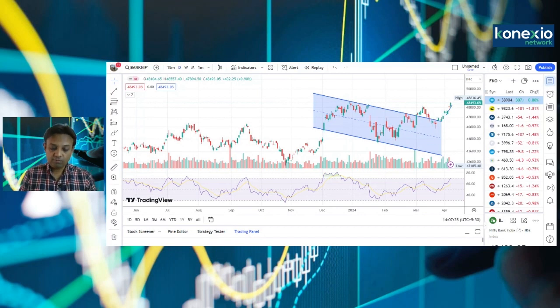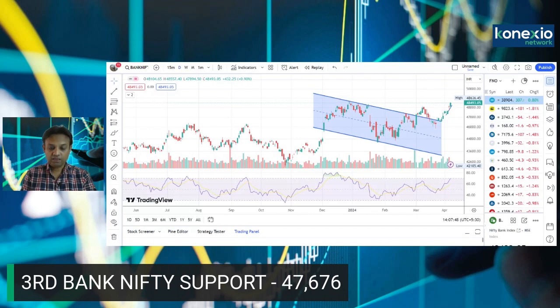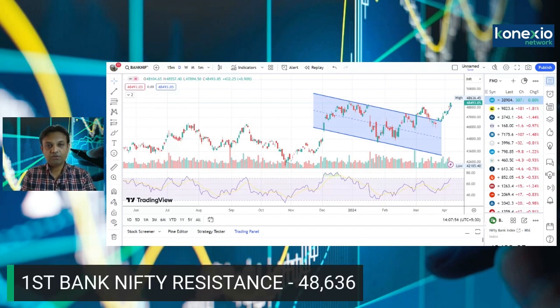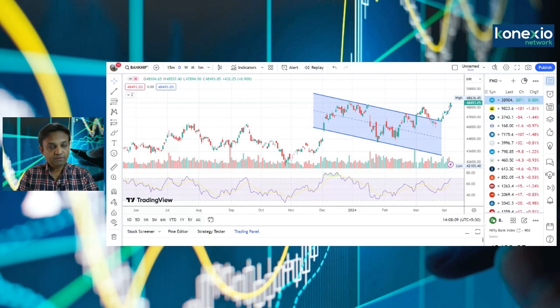So friends, now let us discuss the important supports and resistance level in Bank Nifty for the next week. The first support in the Bank Nifty is placed around 48,254. Below that, the second support is placed around 47,894, and third support is around 47,676. On the upside, the first resistance is around 48,636. Above that, the next resistance is around 48,936, and third resistance is around 49,238. These are the crucial supports and resistance level in Bank Nifty.